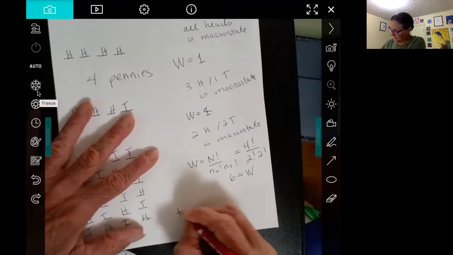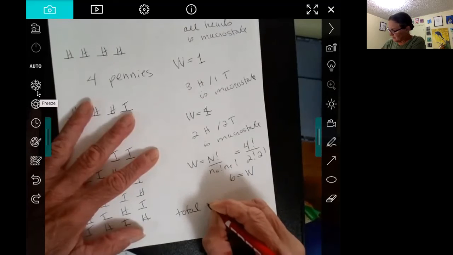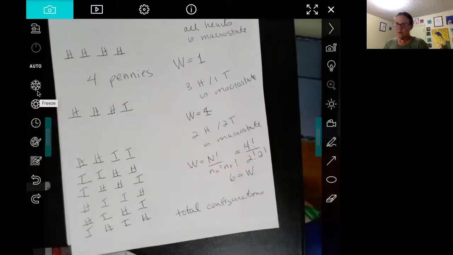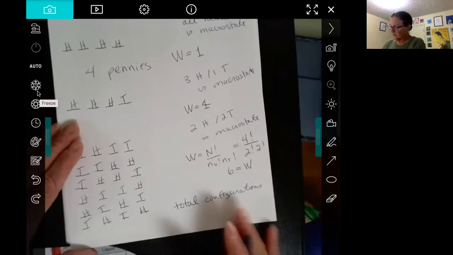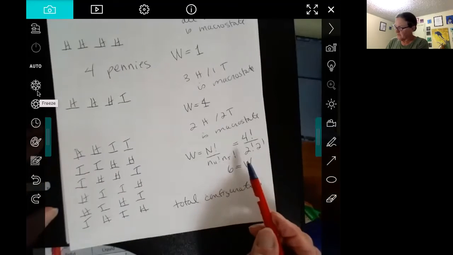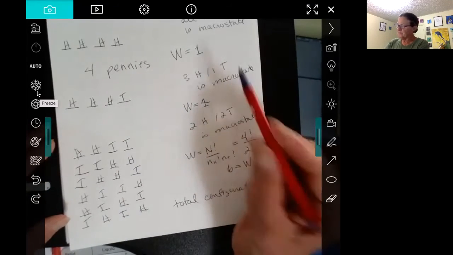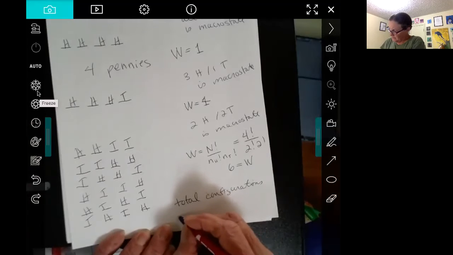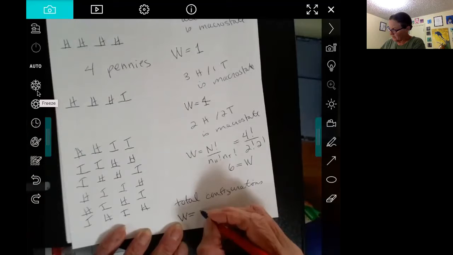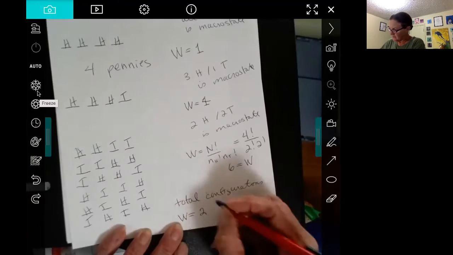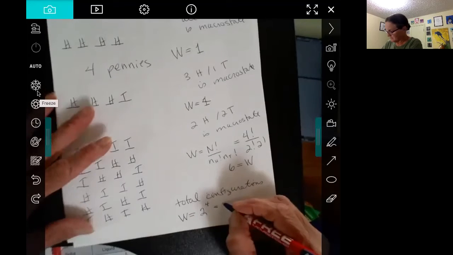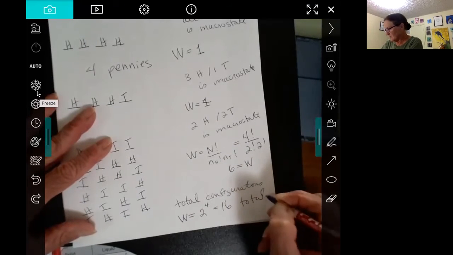Total configuration number, so total configurations. So if you throw up the pennies, what are the total number of possibilities for them to end up this way, this way, this way, this way, all the ways for it to be 3 tails, 1 head, or all tails. And that ends up being that the weight of all possibilities is equal to the number of options for each penny. So it can have heads or tails, and there are 4 pennies. So 2 times 2 is 4, times 2 is 8, times 2 is 16. Total ways the pennies can end up.